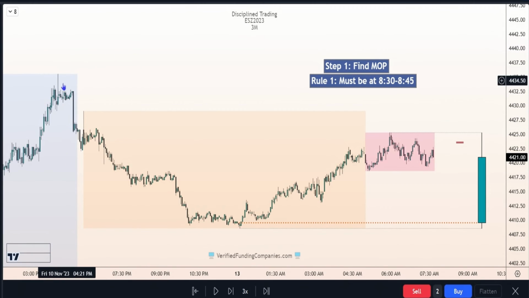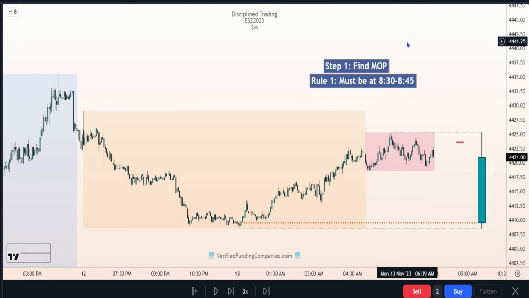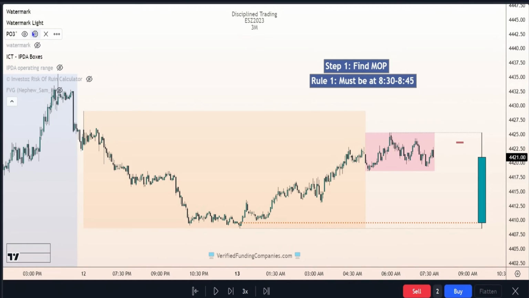All right, and then we're going to go ahead and go to the indicator section, and then you're going to download two indicators. The first one is HTF Power of 3 by 2 degrees. Now go ahead and pause it and do what I'm about to show you. So it will show up as PO3 on your chart.